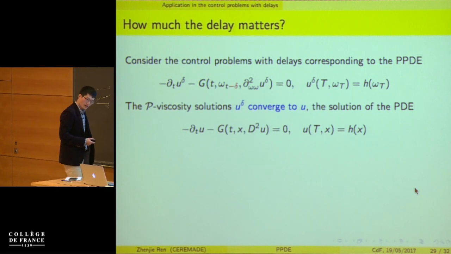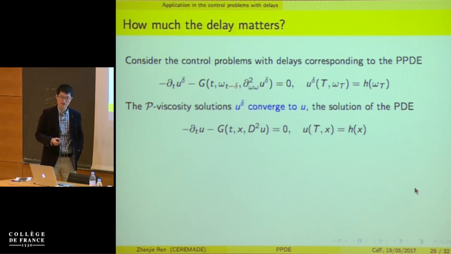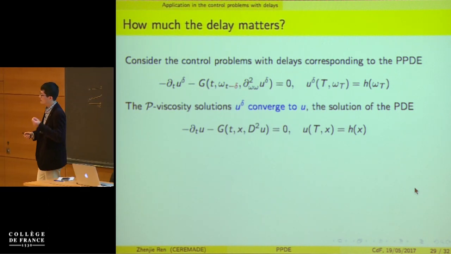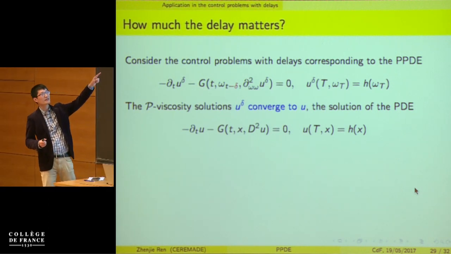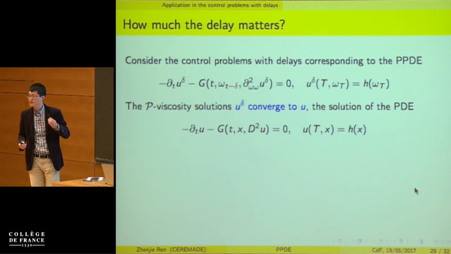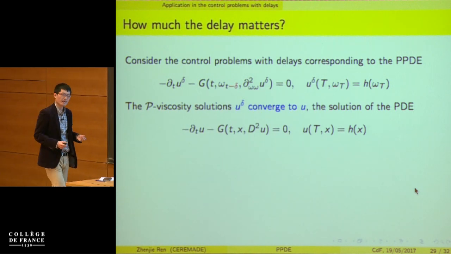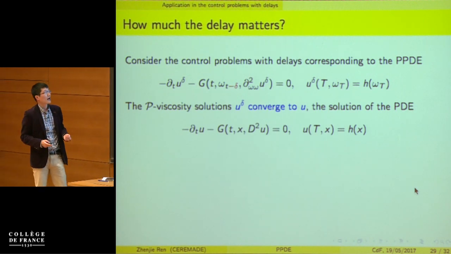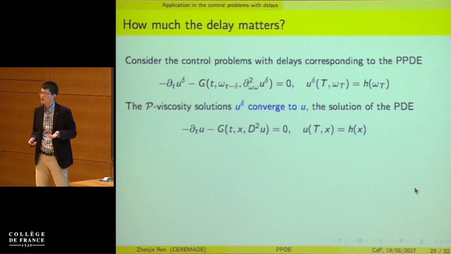And since we already have quite a general stability result, we can expect that when delta goes to 0, the solution will converge to the solution of the PDE. The PPDE will degenerate to a PDE. And of course, a PDE can be solved. We are very happy about that. And what's more, we can talk about the convergence rate.